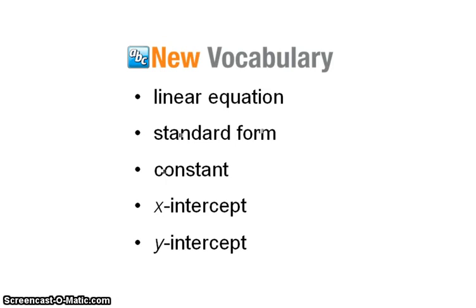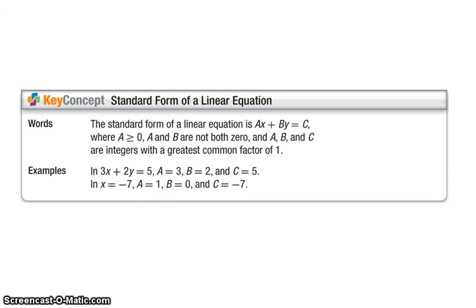Some new vocabulary that we are going to talk about: you've had linear equation before, you know what that is. We're going to talk about standard form, what a constant is, and I think that most of you probably know what a constant is, and we're going to talk about x-intercepts and y-intercepts. So let's take a look and see what standard form is. Standard form is just a certain way of writing a linear equation.